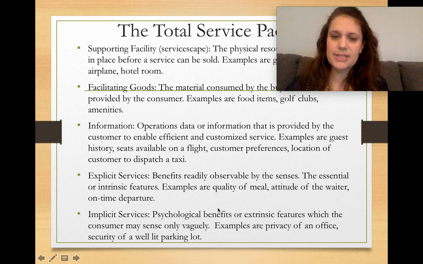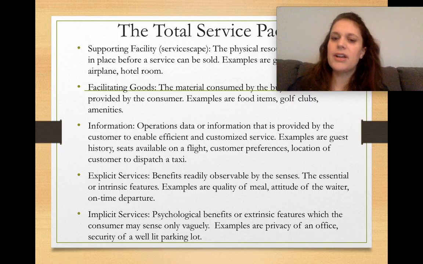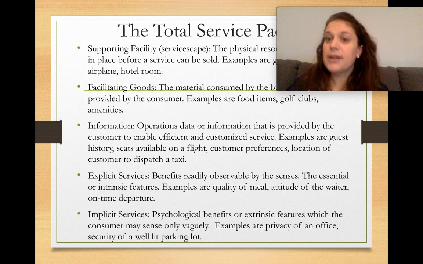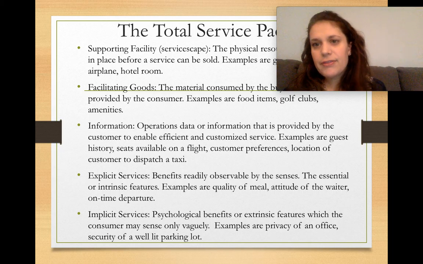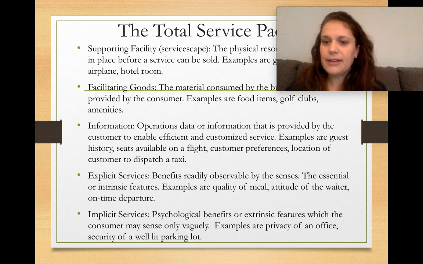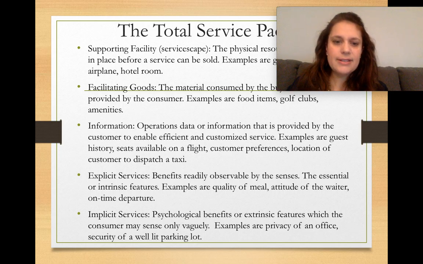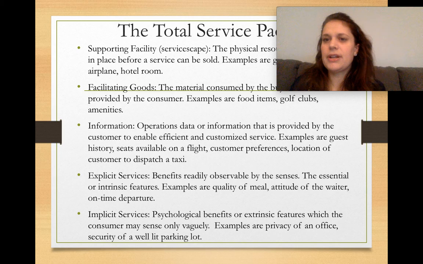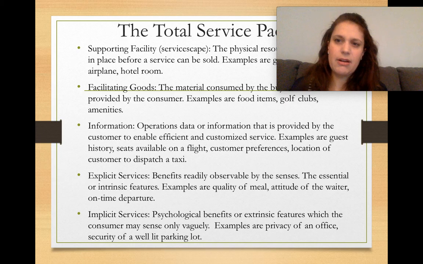And then we have implicit service. So these services are psychological benefits. For example, they're intangibles. Not the parking lot, but how safe you feel in the parking lot because of the lighting. Not the office. You can see these examples. Not the office that one is given, but how private the office makes someone feel if they're in a private space, for example. So these are more psychological than they are physical.